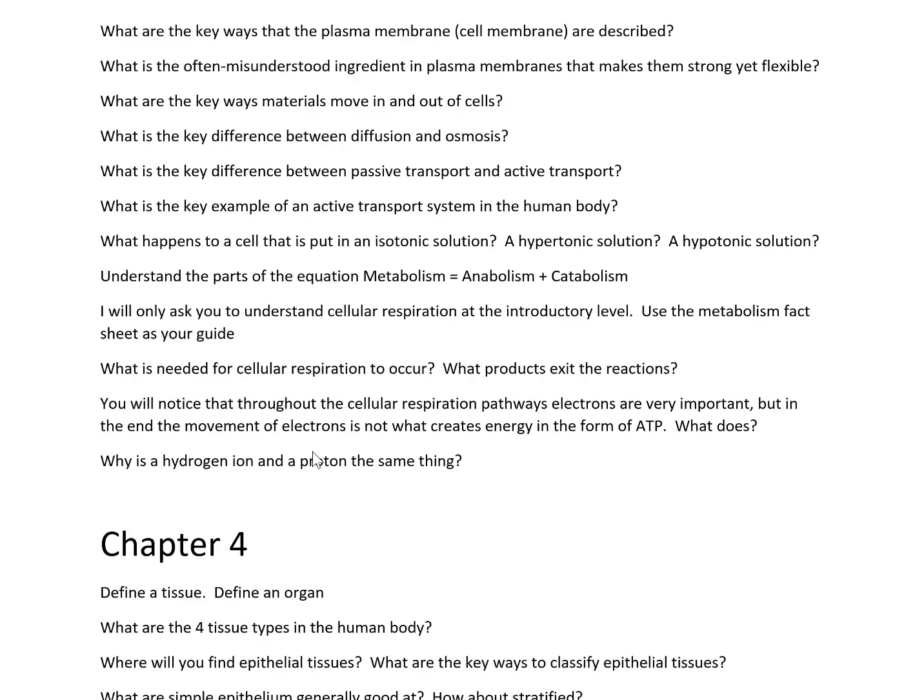Understand the parts of the equation. Metabolism equals anabolism plus catabolism. Your metabolism is the sum of all the chemical reactions and physical processes that occur in your body, but it's the combination of these two things. Anabolism is building up, things that require energy to cause growth. Catabolism, you break things down to release energy. So your metabolism is the sum of all the things you spend energy on building and release energy from when you break it down. So think about it this way.